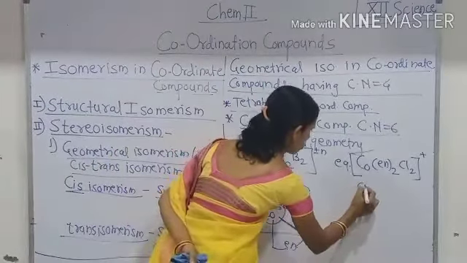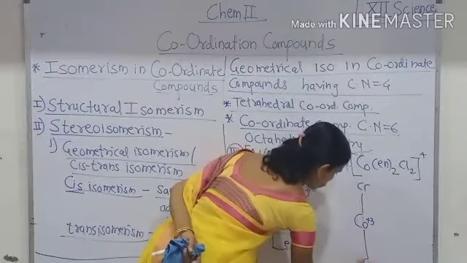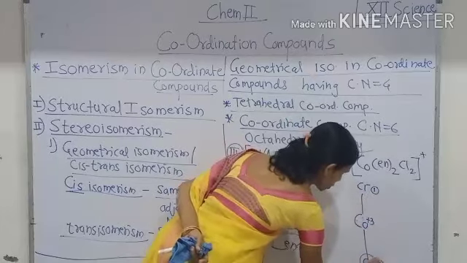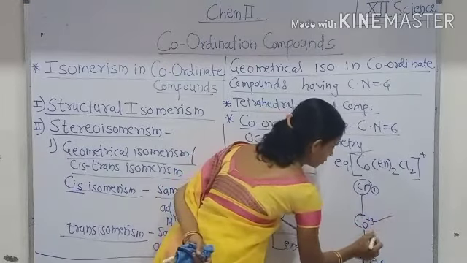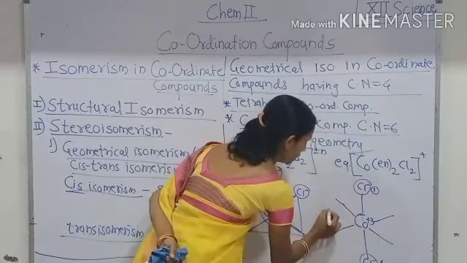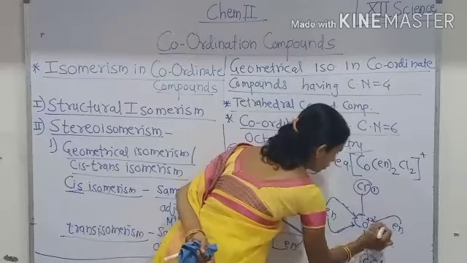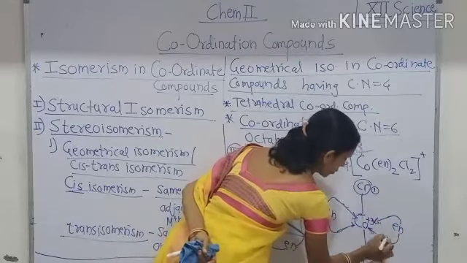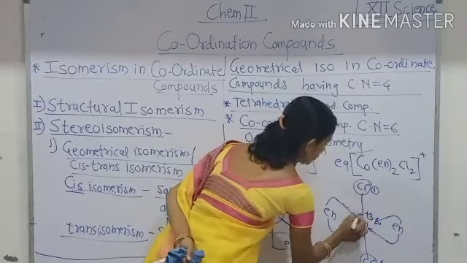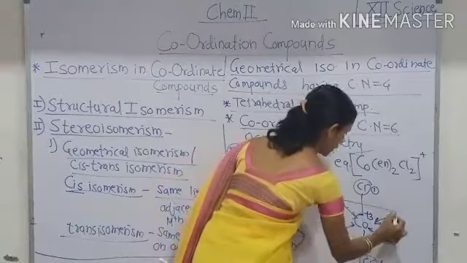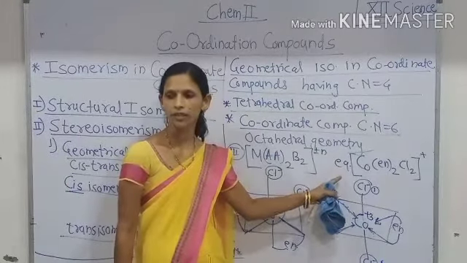And if the chloro groups lie on the opposite side, that means at the first and sixth position of the central metal ion, and the remaining two bidentate ligands are present on the remaining positions of the central metal ion in this complex, then it is a trans isomer of this complex ion or coordinate compound.